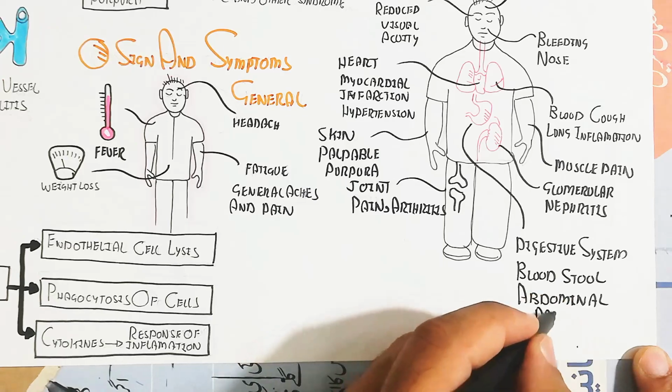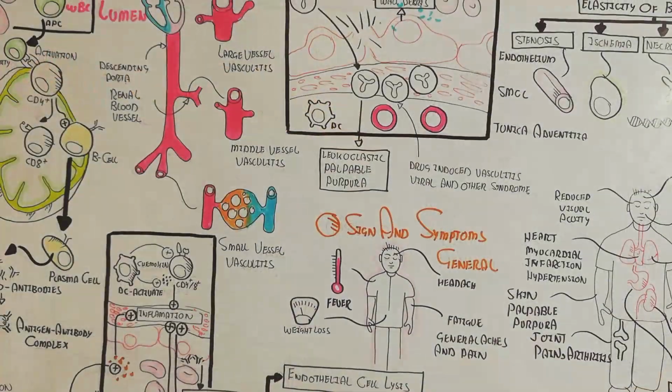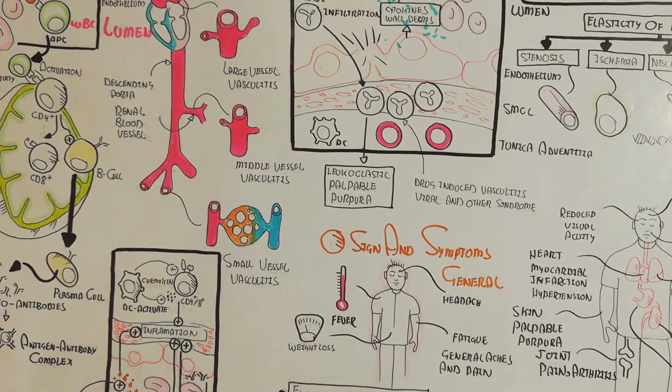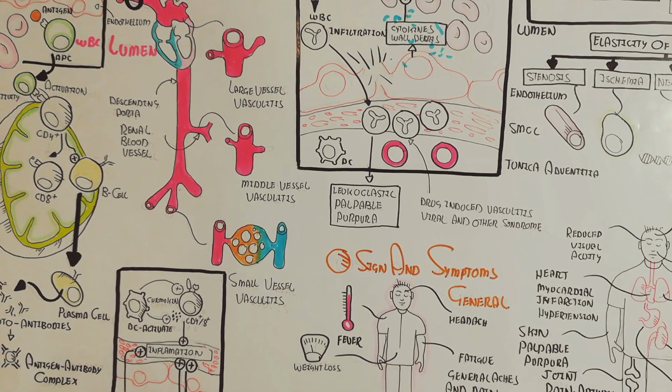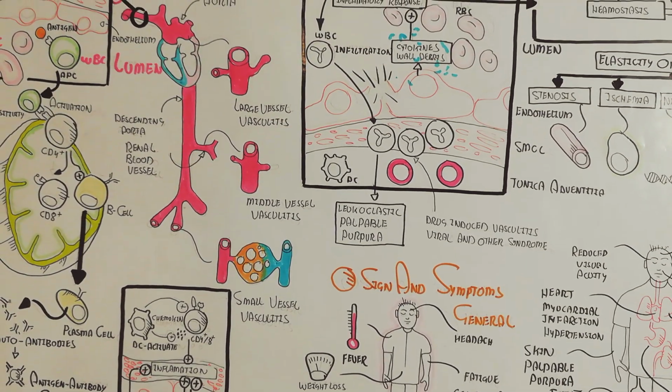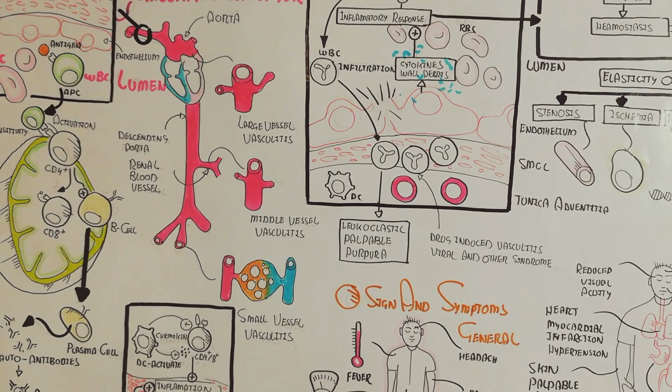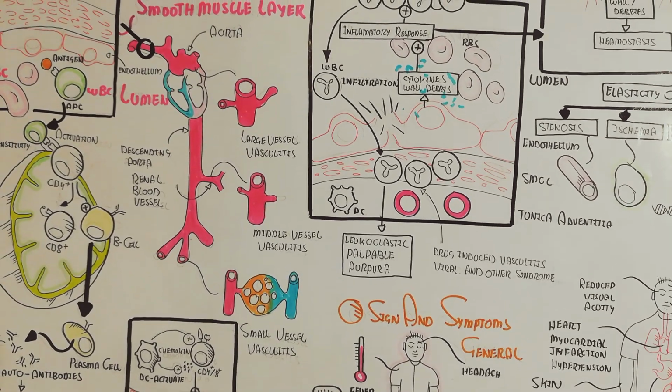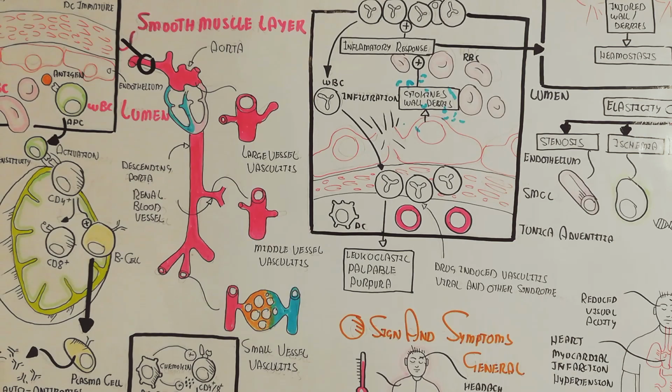This is the video about vasculitis. I hope you make sense of that. Vasculitis is the inflammation of the blood vessel, especially the artery, and in this way blood flow problems and a lot of signs and symptoms can occur.